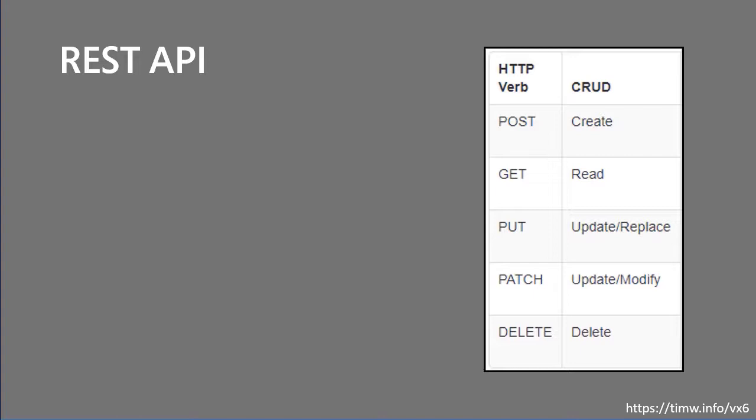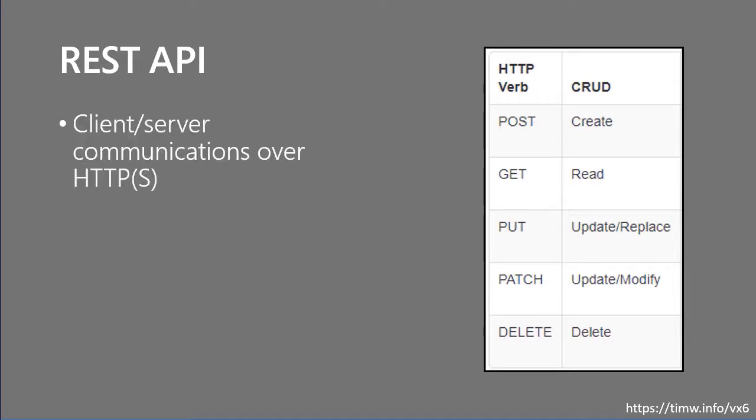REST is an acronym. It stands for Representational State Transfer. API is Application Programming Interface. Together, a REST API allows client-server communications over the hypertext transfer protocol. REST is an architectural style for software development that involves a number of constraints. One thing to keep in mind is that the request-response cycle in REST APIs is stateless.